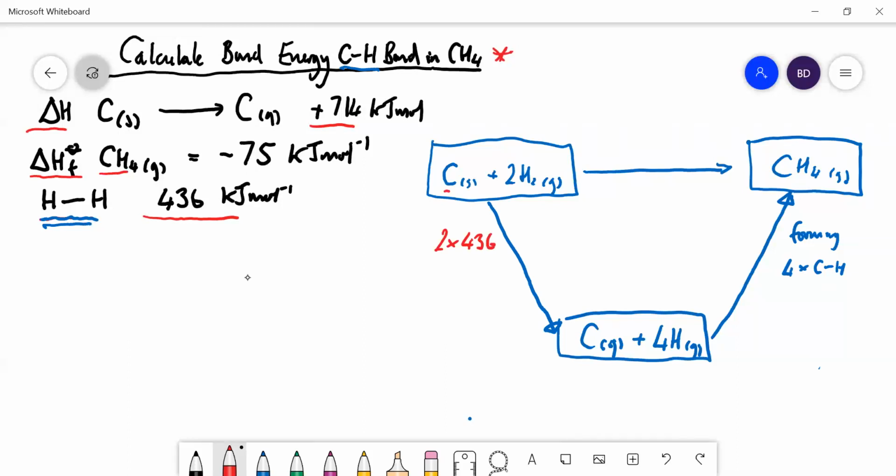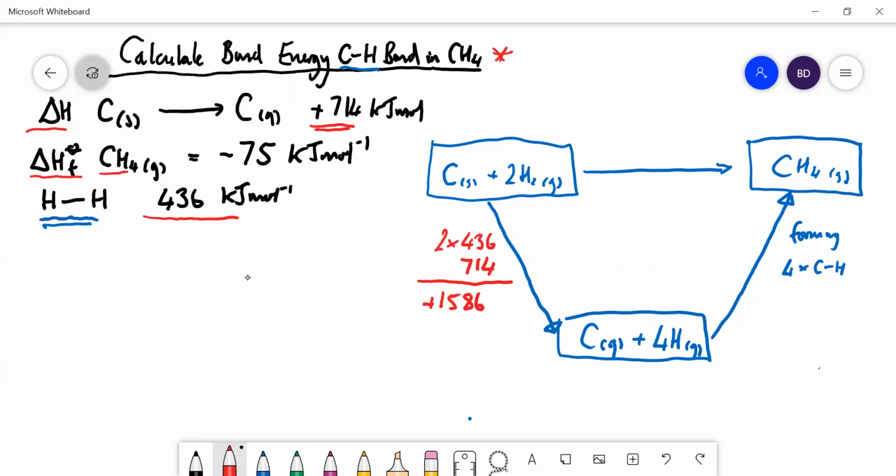And then what's happening to the carbon? We are turning the carbon solid into a carbon gas. And if you look, they give us that, yeah, that's what's happening here, isn't it? That's 714. So I'm going to put 714 down there. Right, so we know what this is going to be. Let's add all that up together. That's going to give us a positive value, 1586 kilojoules.